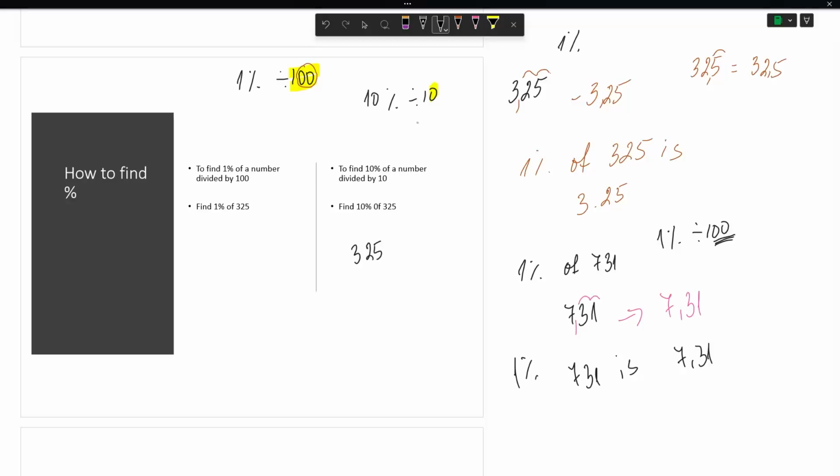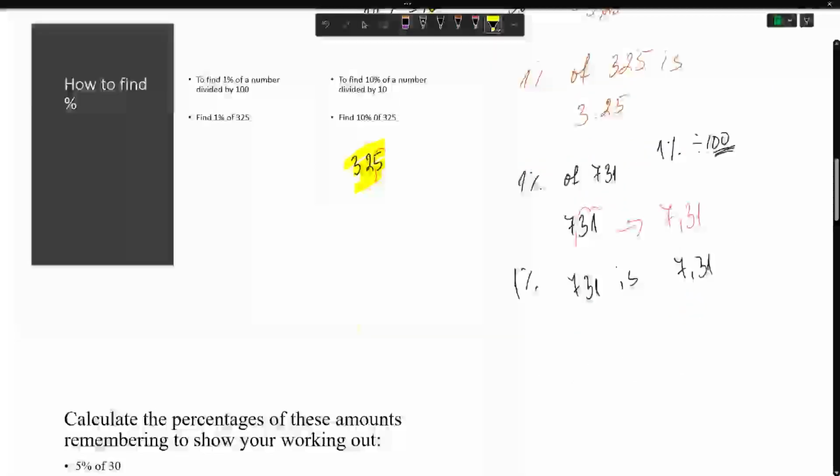So once again, you have 325. We said to find 10%, you need to divide by 10. So you just look at how many zeros you have in 10. You have only 1. So you start counting from the back, you have 1 here, and you put your decimal point. So your 10% of 325 is going to be 32.5. Let's see a few other examples.